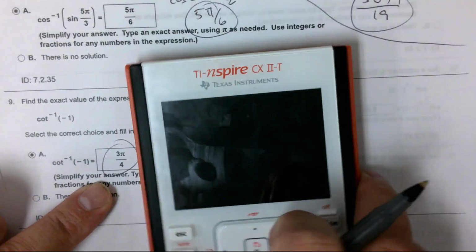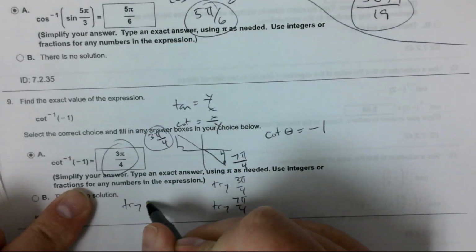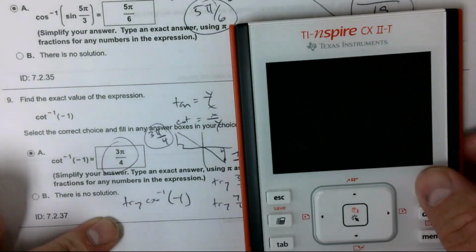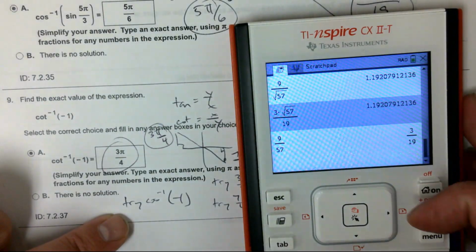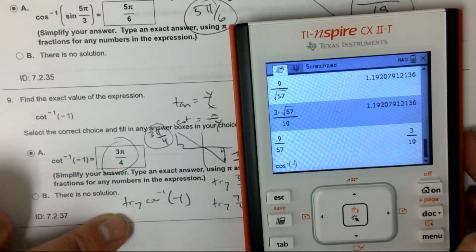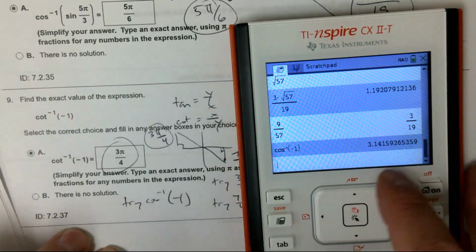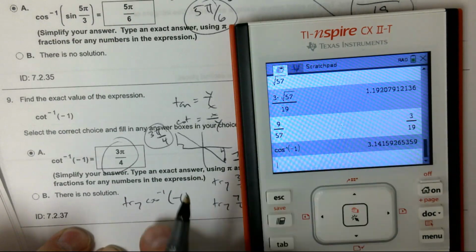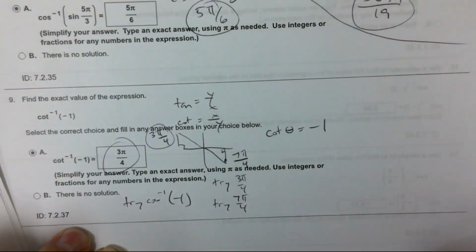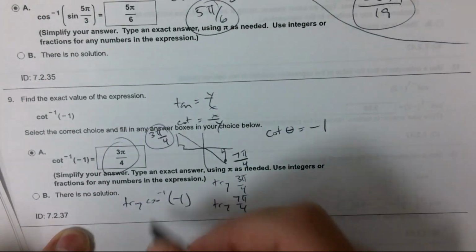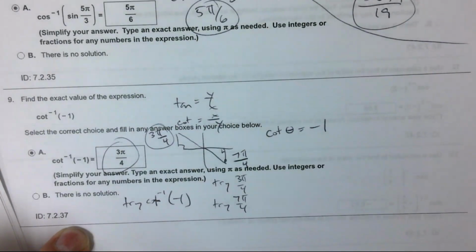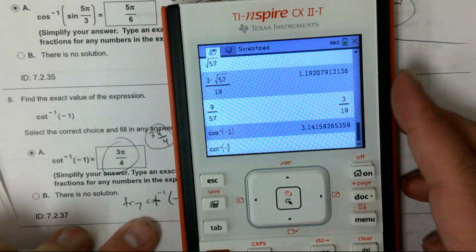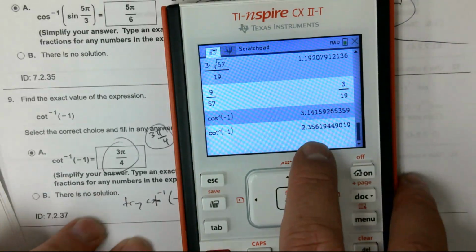So first I'd say try inverse cosine of -1 and see what you get. So if we do inverse cosine of -1, we get pi basically. Oh, I typed the wrong thing. This is COT. I need to do inverse cotangent. So inverse cotangent of -1, and that's 2.356.